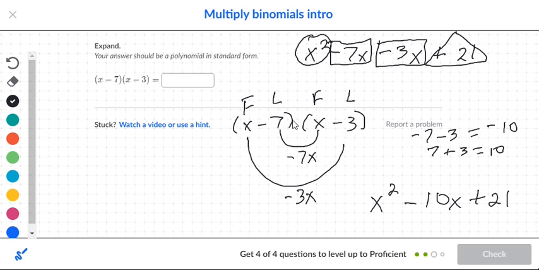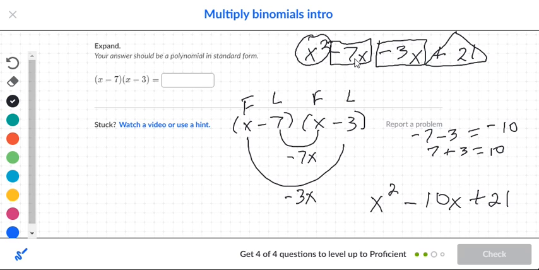So again, first term, that's an x with an x, is x to the second. My inside smile is a negative 7 and x, it's a negative 7x. My outside smile is a negative 3 and an x, it's a negative 3x. And then as for my last term, negative 7 times negative 3. So 7 times 3 is 21. Double negatives turns to a positive.